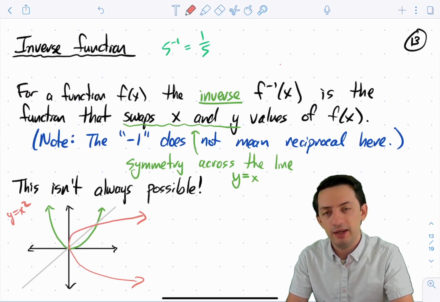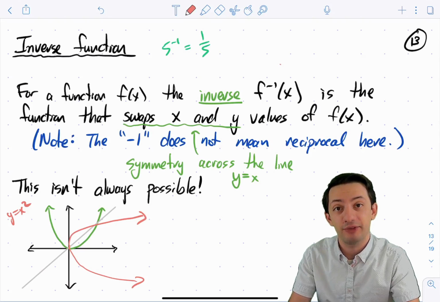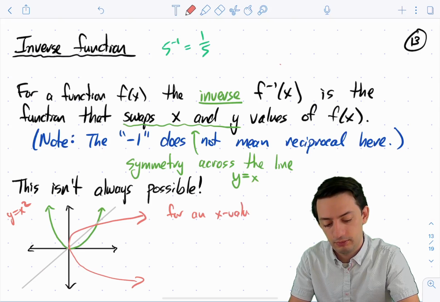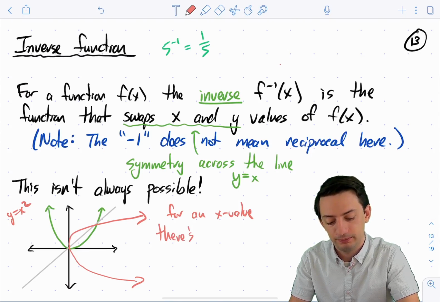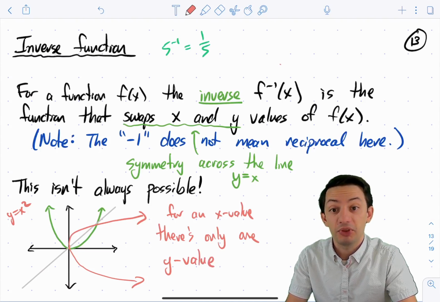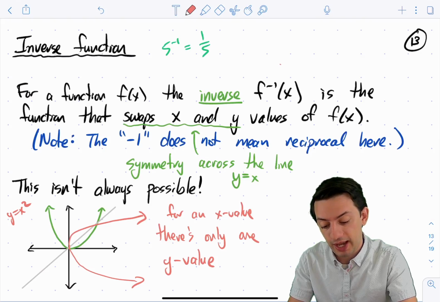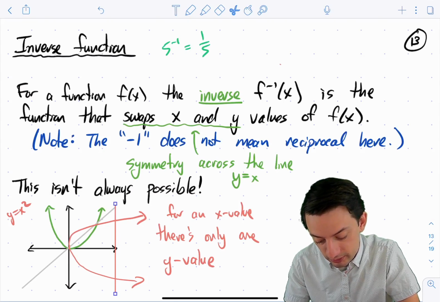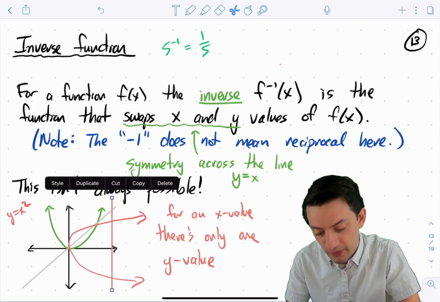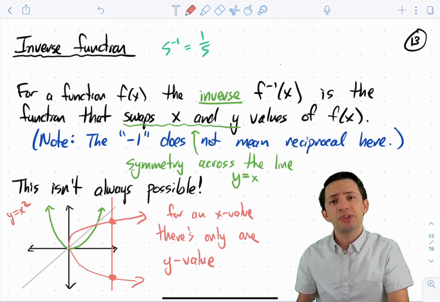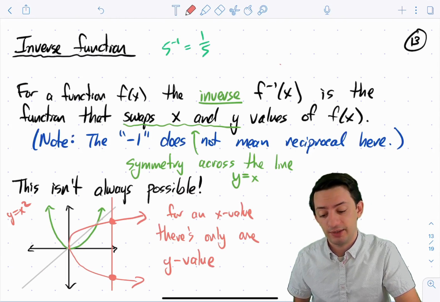Remember, one of the key things that makes a function is that for an x value, there's only one y value. But this has a problem because, for example, if I look at x equals, let's say x equals 5, at x equals 5, let's make this a straight line here. At x equals 5, we have 2 y values, and that's a problem. So what this tells us is that the inverse of a function doesn't always exist.